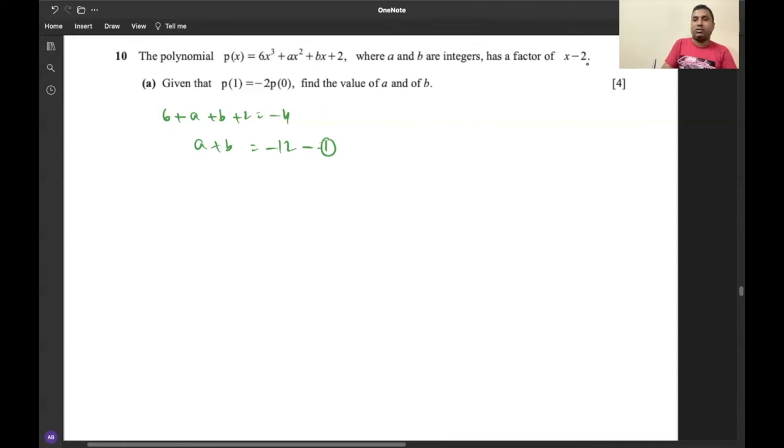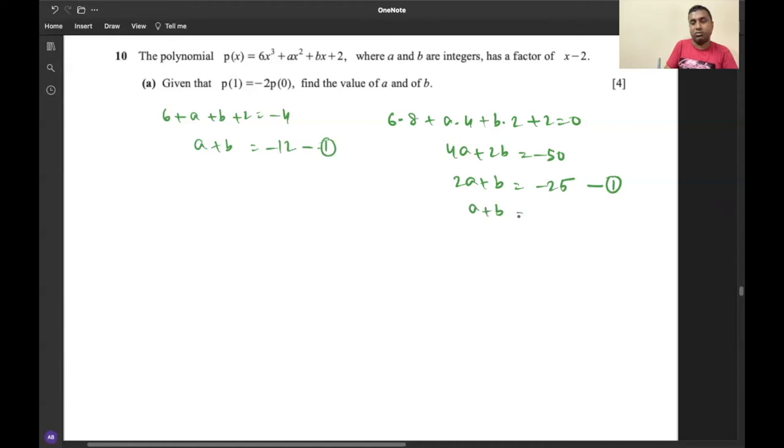Since this is the factor, we can write 6 times 8 plus a times 4 plus b times 2 plus 2 equals 0. So 4a plus 2b, 48 plus 2 equals minus 50. Now simplify: 2a plus b equals minus 25. Now if we simplify equation number 1 and equation number 2, let me write here a plus b equals minus 12. Let me subtract. So a equals minus 13.